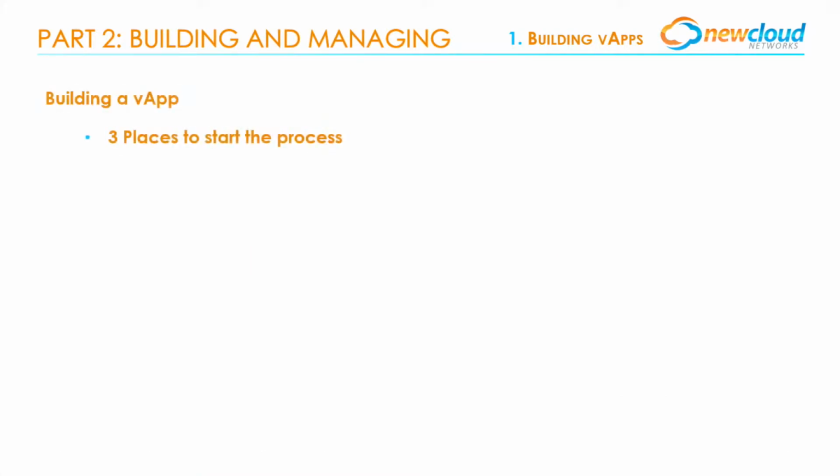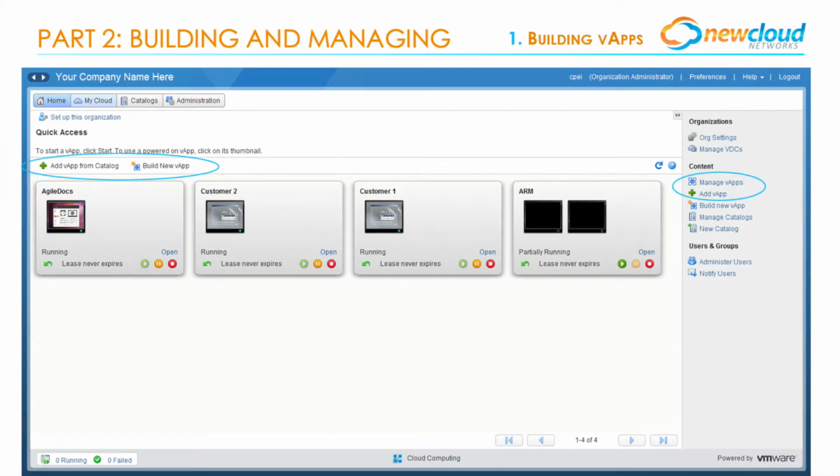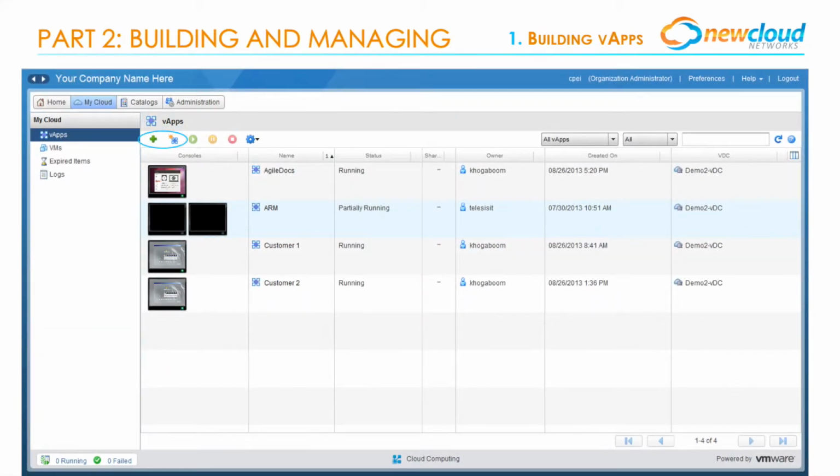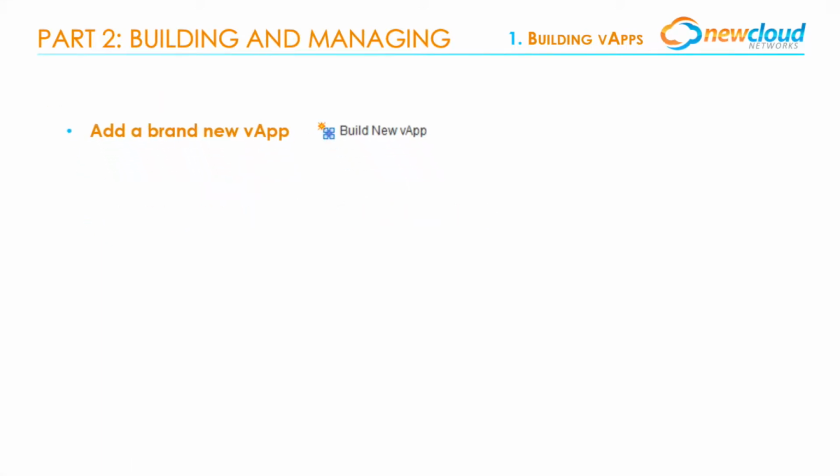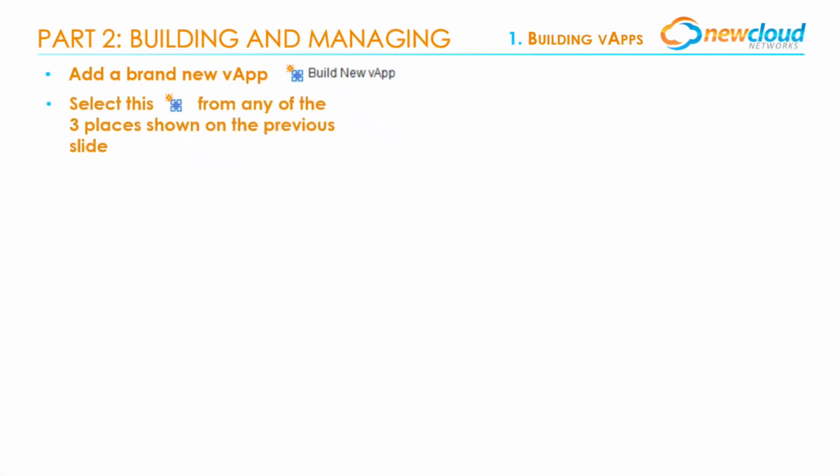There are several places where you can begin the process of adding a vApp. 2 are on the home page, and 1 place is in the NewCloud tab. You can choose to build a brand new vApp or add a vApp from catalog. To build a brand new vApp, select the Build New vApp icon and walk through the configuration menu.